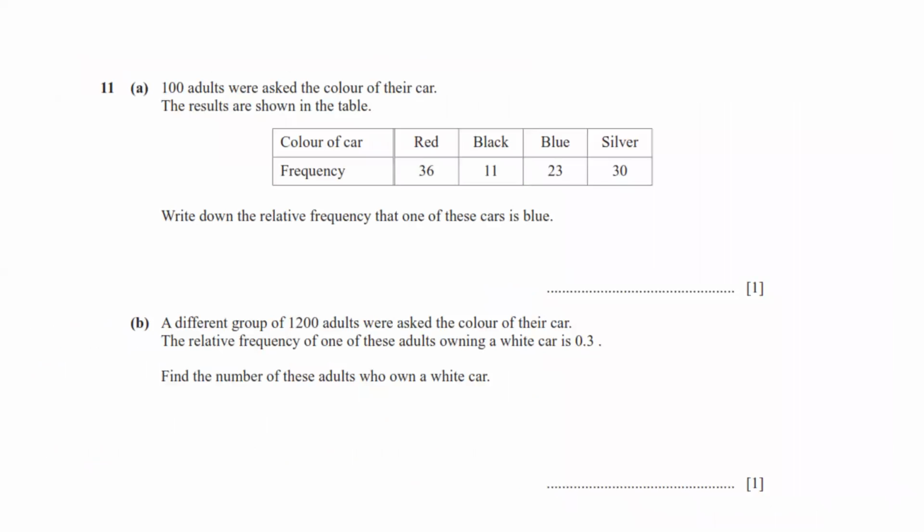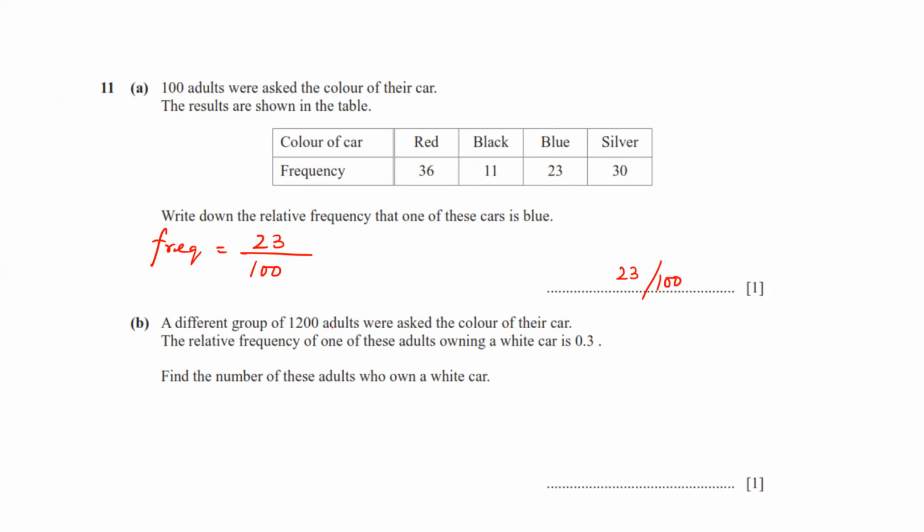Next, question number 11. It says 100 adults were asked the color of their car. The results are shown: red, black, blue, silver. Frequency is also given. Write down the relative frequency that one of these cars is blue. So 100 adults were asked. 23 cars are blue out of a total of 100 cars. So relative frequency is 23 by 100 or 0.23. And for frequency like this, a good way to write it is 23 by 100.